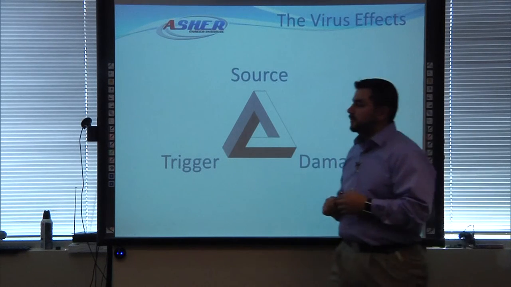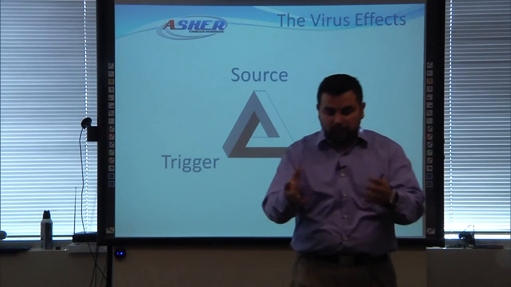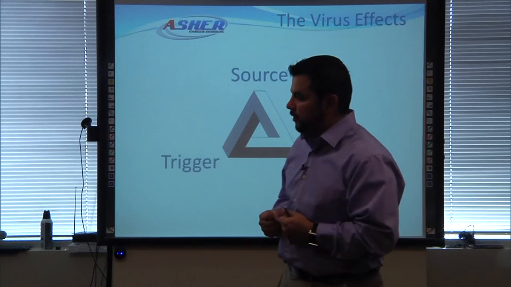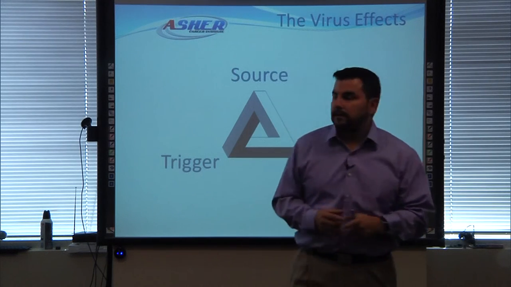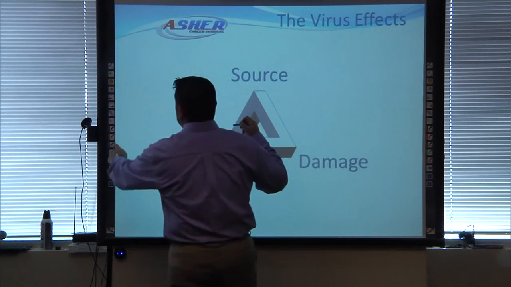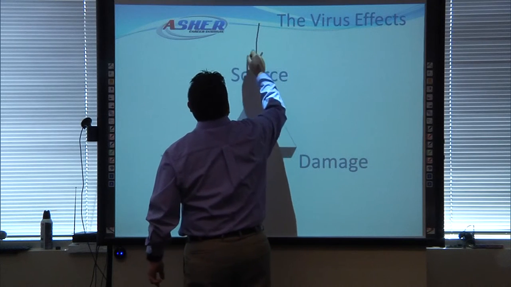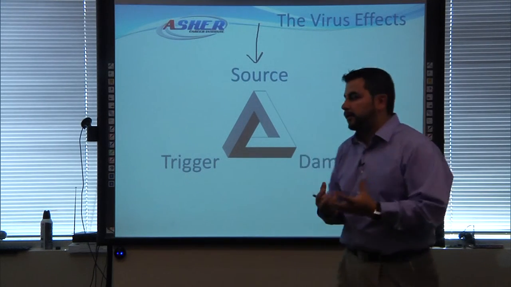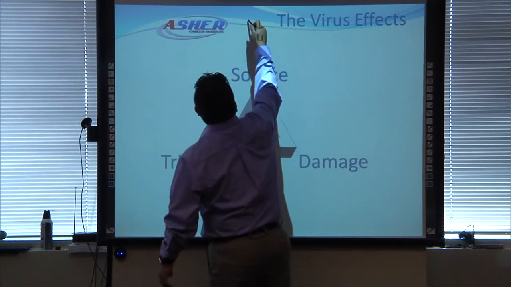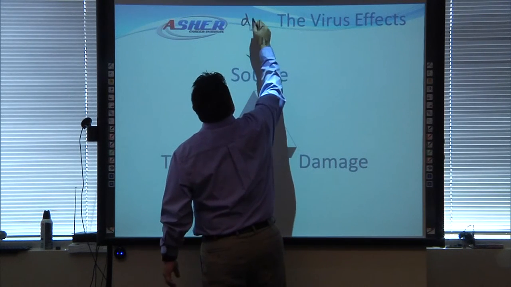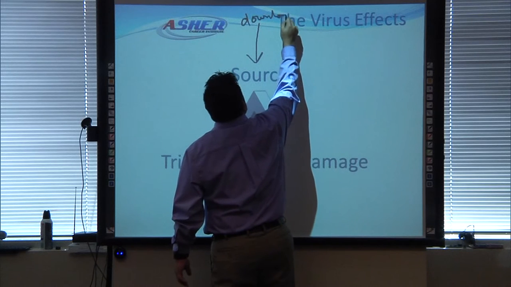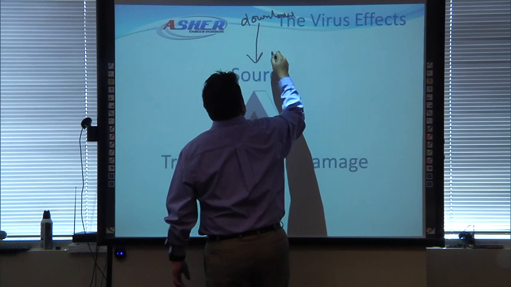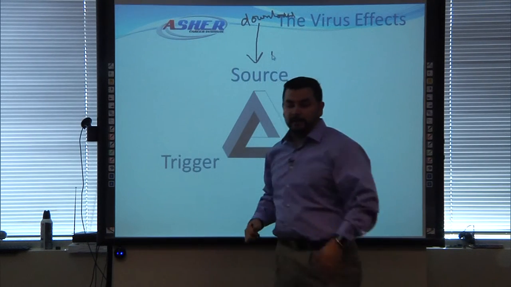All right, so no questions on origins. Let's talk about the virus effects. Now that we've downloaded the virus and gotten it on our computer, how does the virus actually work? Okay, first there's a source file. The source file is the file that you actually downloaded or got from a USB or acquired somehow. So the source file, in this case, we're going to say we downloaded it.